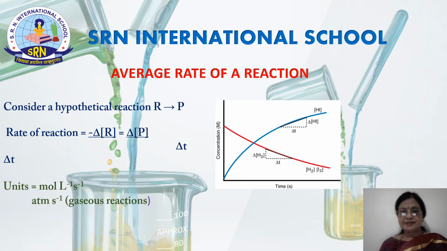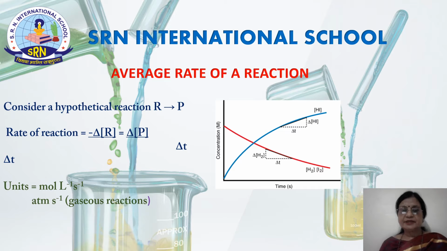So for such reactions, when we take R as a reactant and P as a product, then rate of a reaction is equal to minus delta concentration R upon delta t, which is equal to delta concentration P upon delta t. Here, the square brackets used in this expression express molar concentration. That means concentration in terms of molarity.